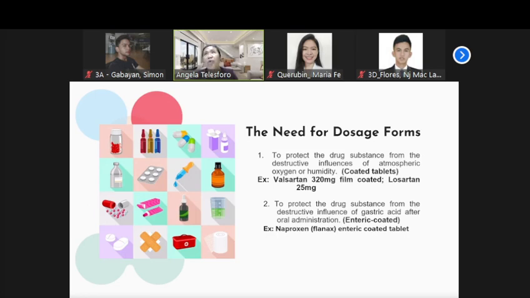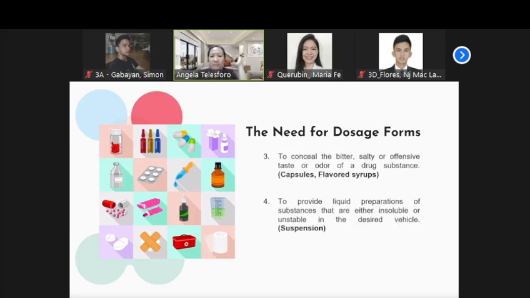So to answer that concern, we coat our tablet with something, with a chemical that can only be dissolved in the intestine, in the alkaline area of the intestine. So that's your enteric-coated tablet.